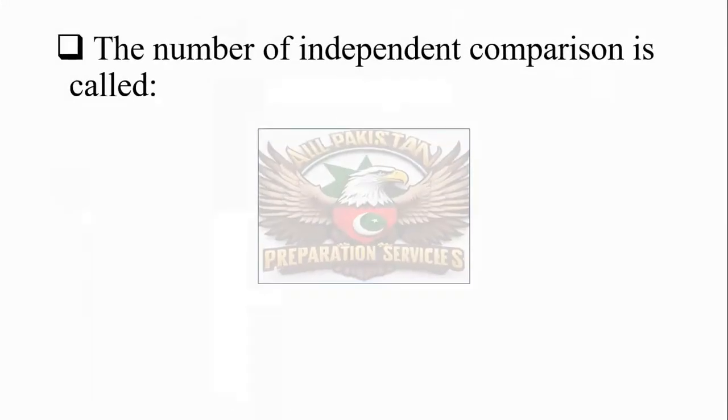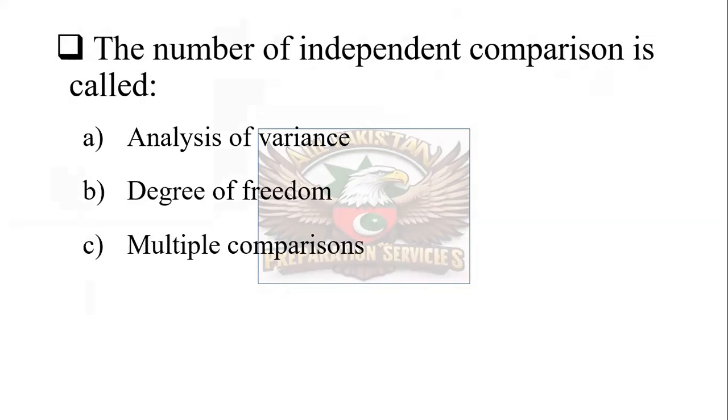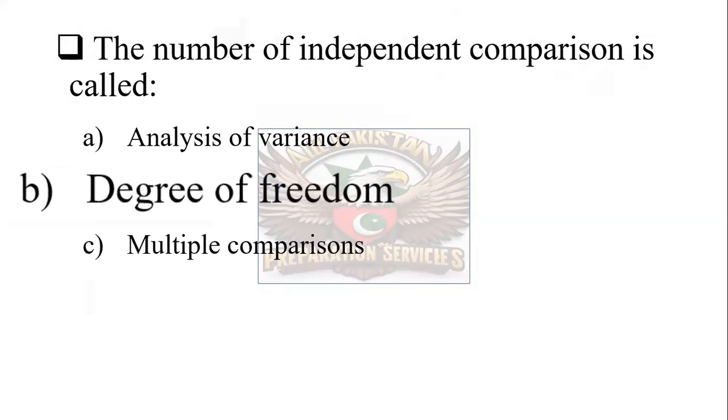The number of independent comparisons is called analysis of variance, degree of freedom, or multiple comparisons. The number of independent comparisons is called degree of freedom.